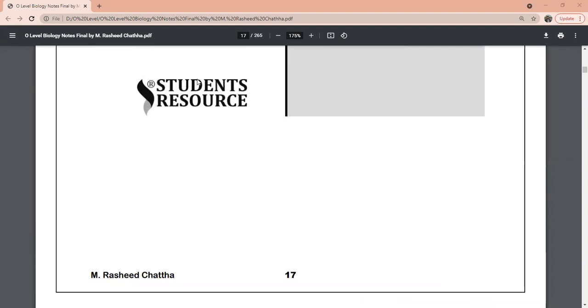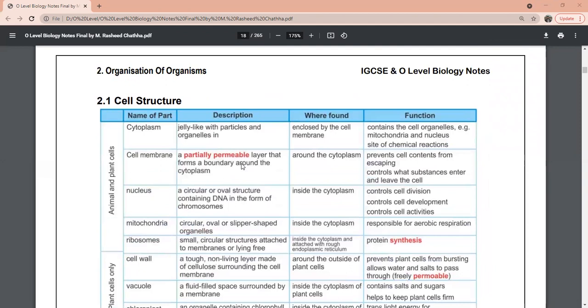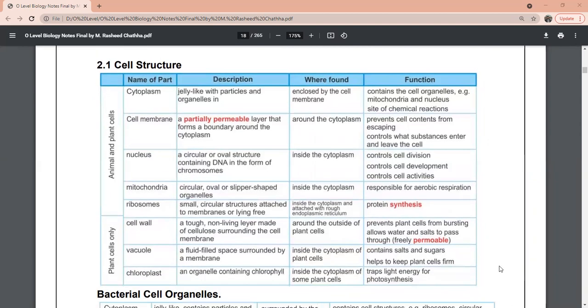What is a cell? A cell is the basic structural and functional unit of life. It means all the living organisms are made up of cells and all the cells are produced from the pre-existing cells. Now let's study about the structure of a cell. A cell contains the following organelles: cell membrane, cytoplasm, nucleus, mitochondria, ribosomes, cell wall, vacuole, and chloroplast.